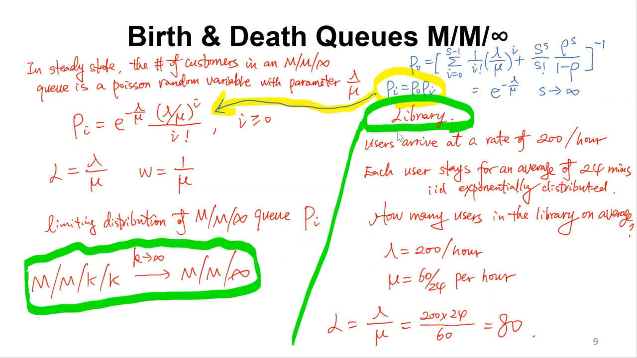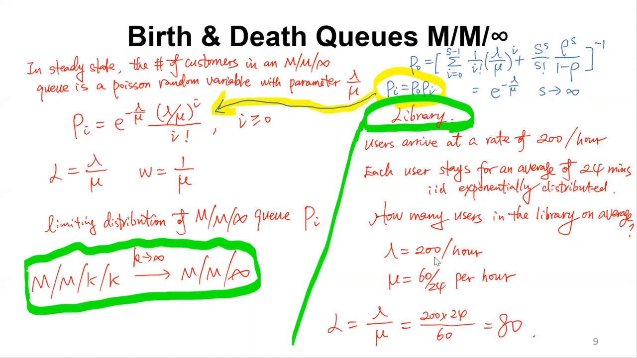Now, let's have a look at an example of the library. Users arrive at a rate of 200 per hour. Each user stays for an average of 24 minutes, IID, exponentially distributed. How many users are in the library on average? The library is very big, right? Let's assume the library has infinite servers, and people come and study, and then they can leave, and they get service right away.